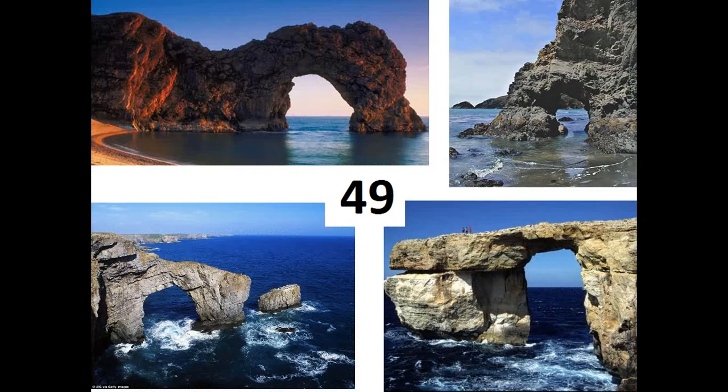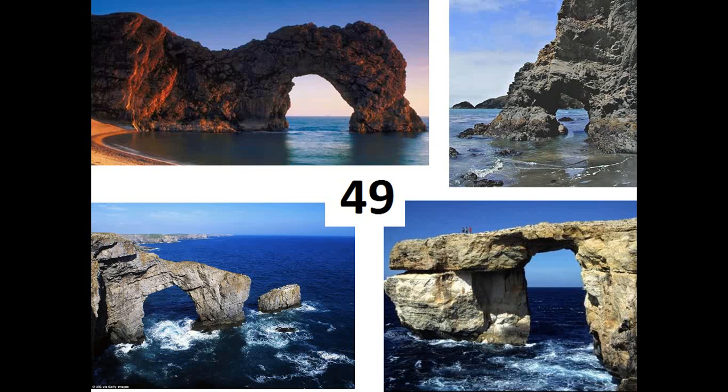49, this is a sea arch. When you have that headland that's sticking out into the water and it has high cliffs, well, the waves hit the bottom of the cliff, and eventually they can erode all the way through the cliff, and you have a shape like this, a sea arch. Sometimes they last, sometimes they don't.